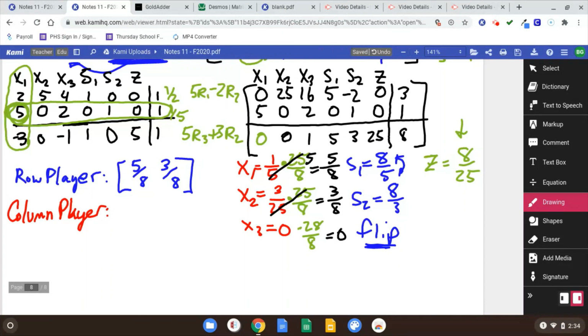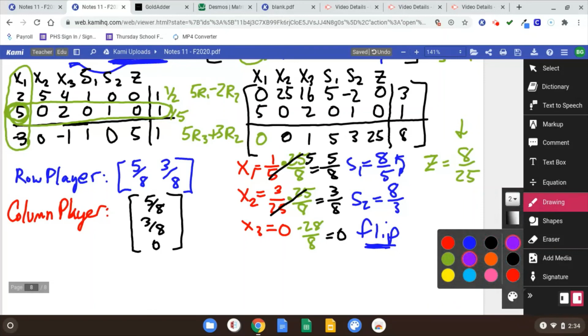So our column player's strategy looks like this. Column 1, 5/8 of the time. Column 2, 3/8 of the time. And column 3, 0% of the time. Okay. Now for the value.